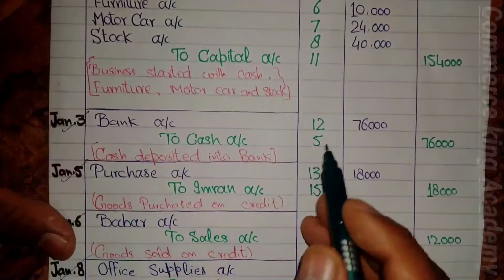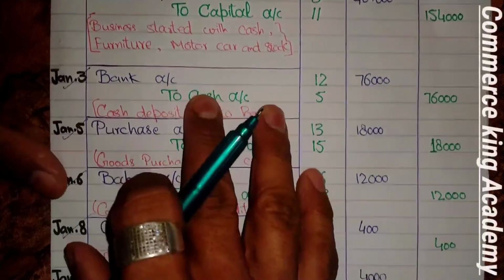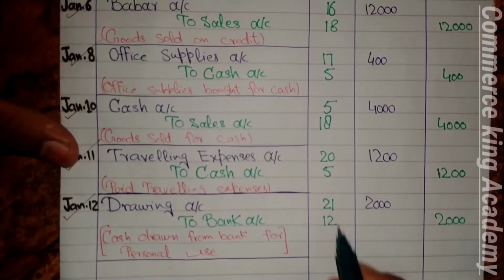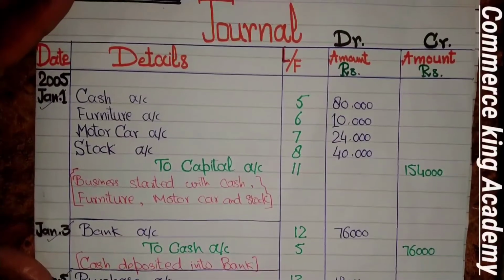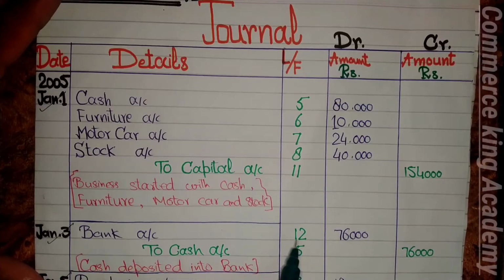So after understanding all these ledger accounts making processes, now we will move toward the next account, which is bank account. We will make the bank account ledger, and at last we will make all the account ledgers along with their ledger folio numbers. Our next account for making a ledger account is bank account, which has ledger folio number 12.